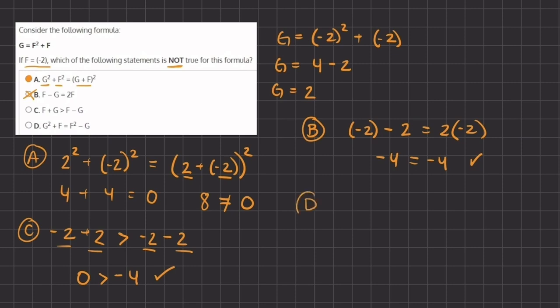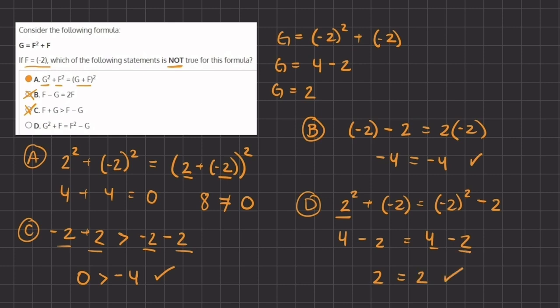And now let's move on to D. D states that g squared plus f equals f squared minus g. So let's plug again into our g. We have positive 2 squared plus f, which is our negative 2, equals f squared, which is negative 2 squared, minus g, which is our positive 2. So we have 4 minus 2, because 2 times 2, or 2 squared, is 4, equals negative 2 squared, which is also our positive 4, minus 2. So we have 4 minus 2, which gives us 2, equals 4 minus 2, which gives us 2 as well.